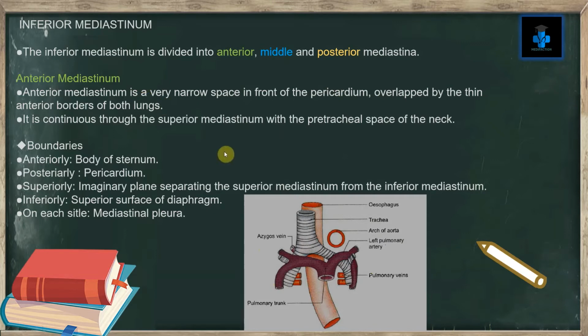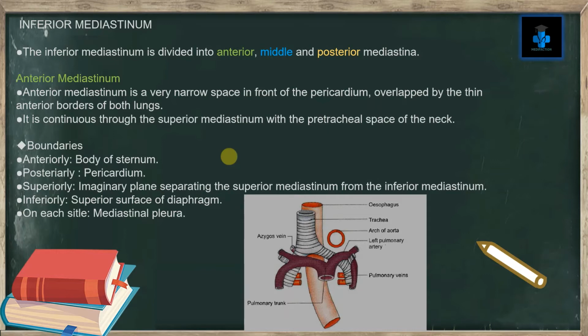Anterior mediastinum. It is a very narrow space in front of the pericardium, overlapped by the thin anterior borders of both lungs. It is continuous through the superior mediastinum with the pretracheal space of the neck.